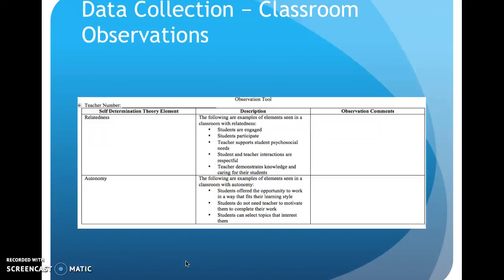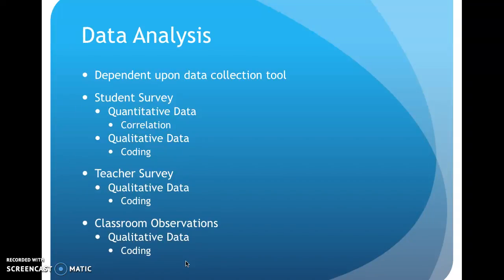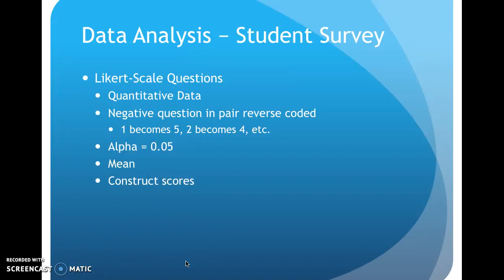And this is the data collection tool that I will use. I will write down my notes in the observation comments column as I watch the observations and make notes on elements related to self-determination theory and the elements of relatedness and autonomy. Data analysis will depend upon each data collection tool and whether it's quantitative or qualitative data. For the student survey with the Likert scale questions, that will provide quantitative data.